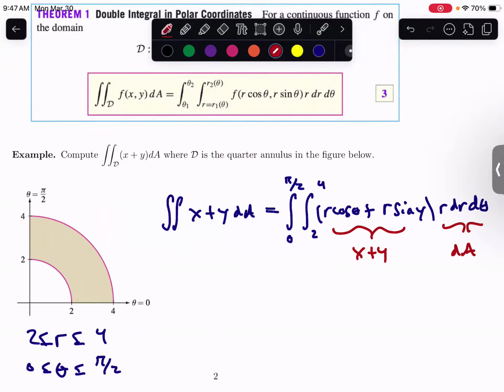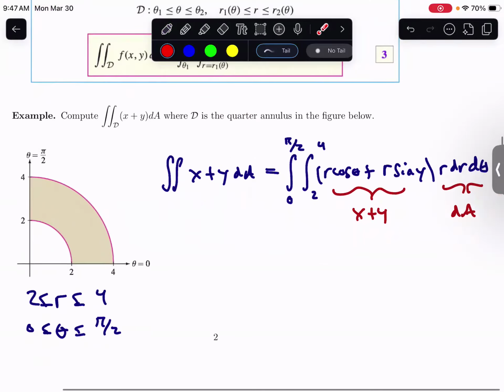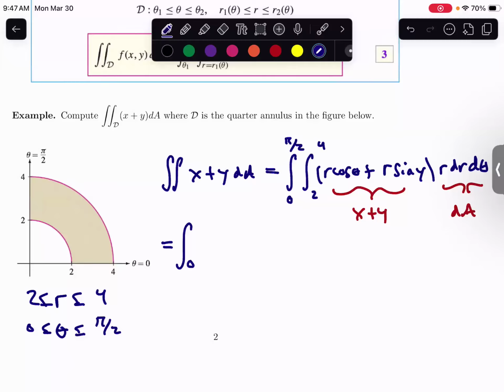And so you can rewrite this in the following way. You can factor out an r here and then multiply it by r, which will give you an r squared. So this is really the double integral from 0 to pi over 2, and then from 2 to 4. And then you're just going to have an r squared, times cosine theta plus sine theta, and then you have dr d theta.